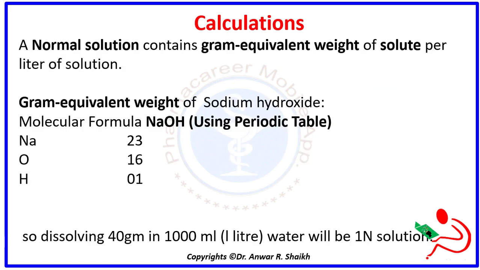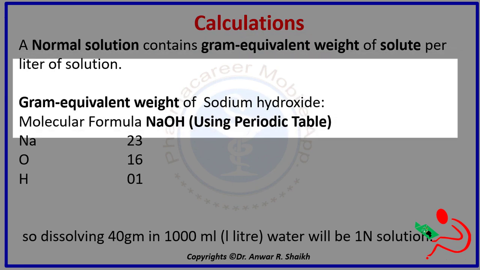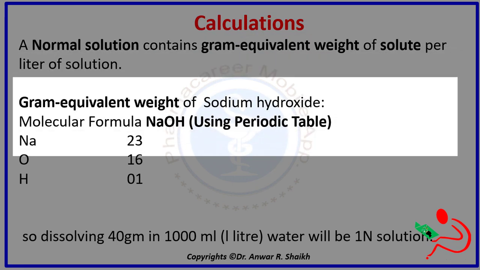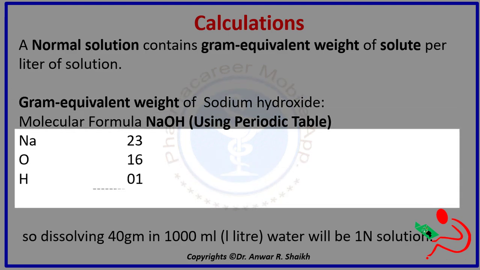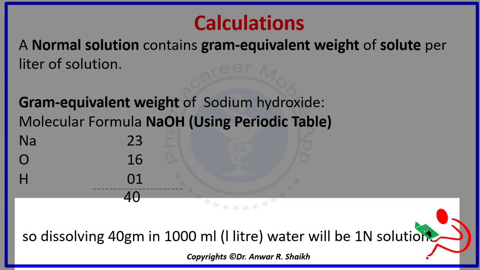To know the quantity of sodium hydroxide needed to prepare 500 milliliters of 0.1 normal solution, we need to do some calculations first. We know that a normal solution contains one gram equivalent weight of solute per liter of solvent. Let us calculate the gram equivalent weight of sodium hydroxide from its molecular formula, where sodium is 23, oxygen 16, and hydrogen 1. Summing up gives the gram equivalent weight of sodium hydroxide as 40. It means dissolving 40 gram sodium hydroxide in 1 liter water will give 1 normal solution.